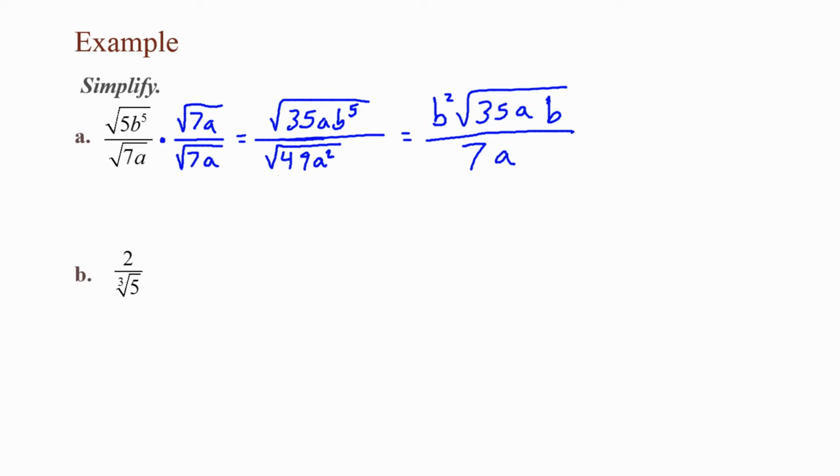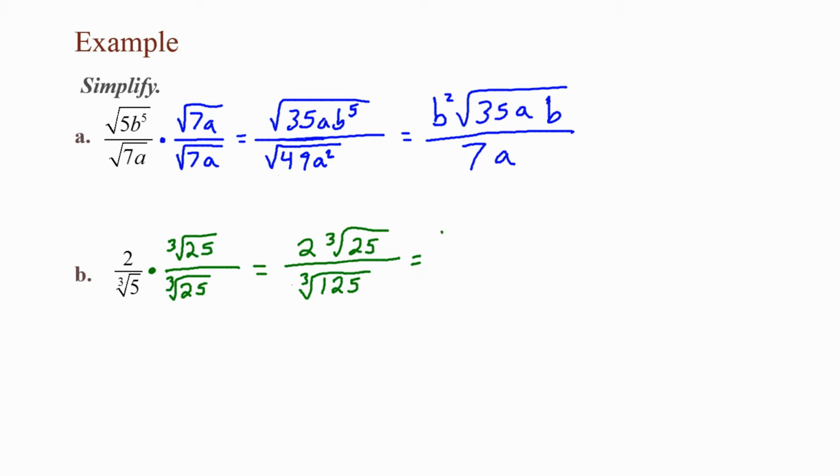For part B, we have 2 divided by the cube root of 5. For this problem, to rationalize the denominator, I actually need 3 5s. So if I have 1 5, if I multiply this by the cube root of 25, I would have a perfect cube. So multiplying top and bottom by the cube root of 25, my result is 2 cube root of 25 divided by the cube root of 125. You could also just write this as the cube root of 5 cubed, which would be a little easier to simplify. My final answer is 2 cube root of 25 divided by 5.